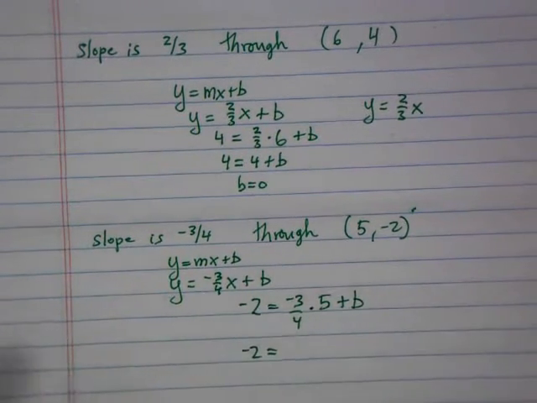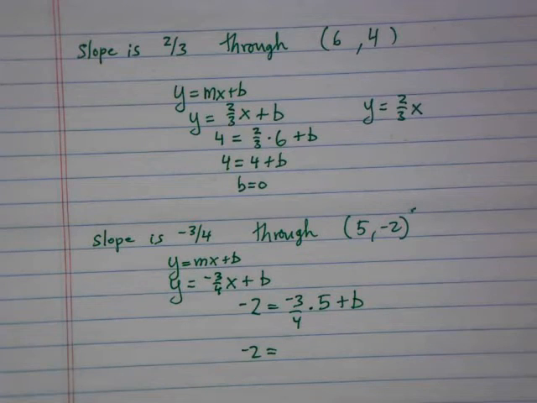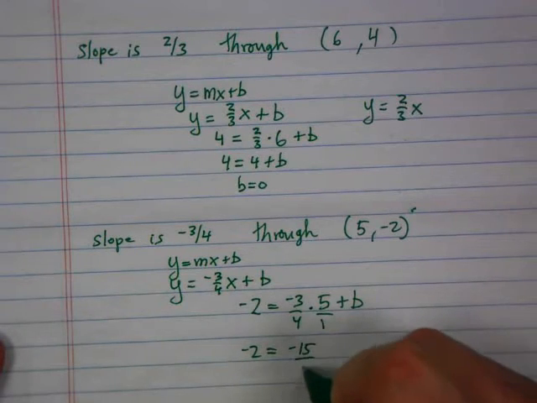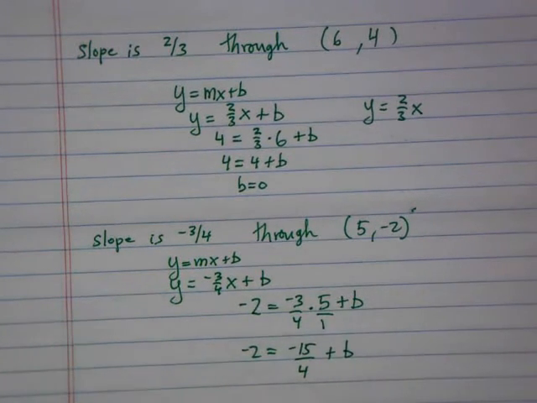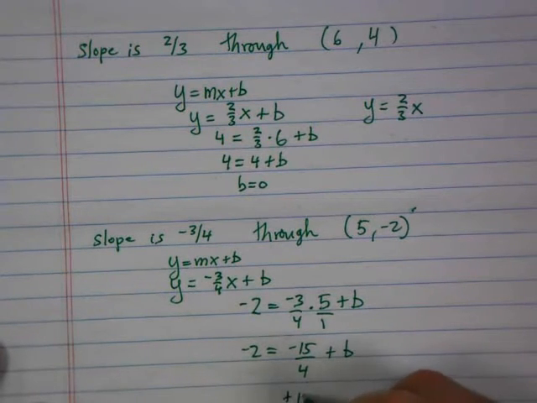Negative 2 is, what's negative 3/4 times 5? Shouldn't need a calculator. Those always confuse me. You think of 5 as being 5 over 1. How do you multiply fractions? You multiply tops, multiply bottoms. Negative 15 over 4, plus b. Then you got to get the b all by itself. So you subtract the negative 15 over 4, or add 15 over 4. Subtract a negative 15 over 4 is correct, but I think it's easier to just say add 15 over 4.